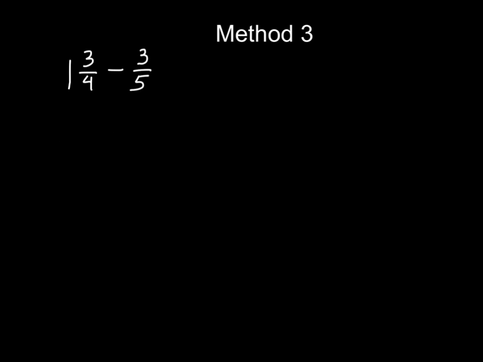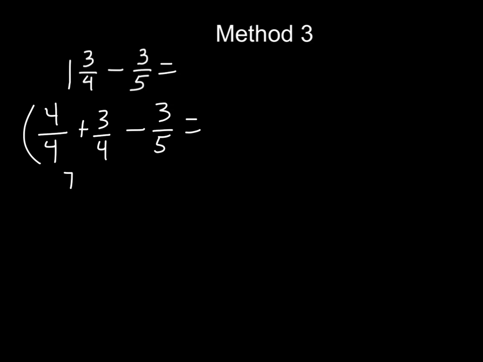Okay, in method 3, we are going to turn our mixed number, 1 3/4, into an improper fraction. So I know there are 4/4 in 1 plus that 3/4, and then we'll subtract the 3/5. 4/4 plus 3/4, of course, is 7/4. So I'm going to put some parentheses there to show I'm doing that first. 7/4 minus 3/5. And now we will multiply by the other fraction's denominator.